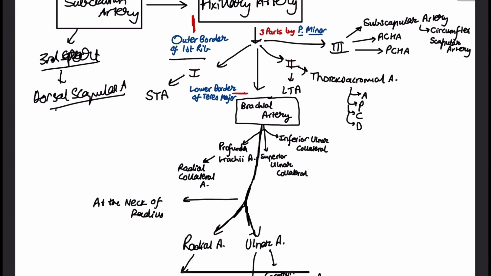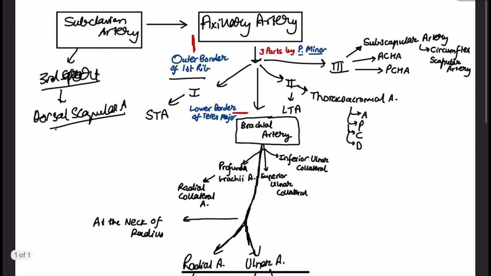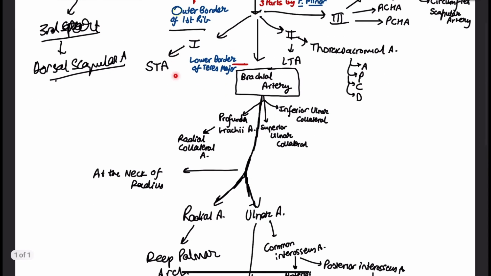The second part gives two branches, the lateral thoracic artery and the thoracoacromial artery, which further gives the APCD branches: acromial, pectoral, clavicular, deltoid. The third part gives three branches: the subscapular artery, which further gives the circumflex scapular artery, which I hope you remember participates in the anastomosis around the scapula, and it also gives the anterior circumflex humeral artery and posterior circumflex humeral artery.